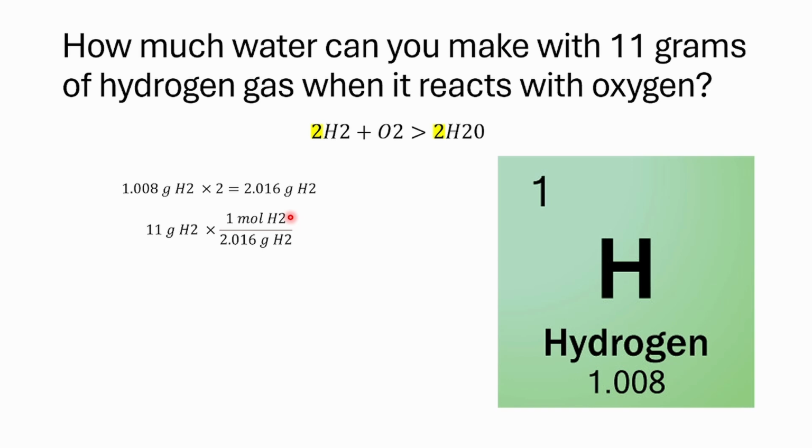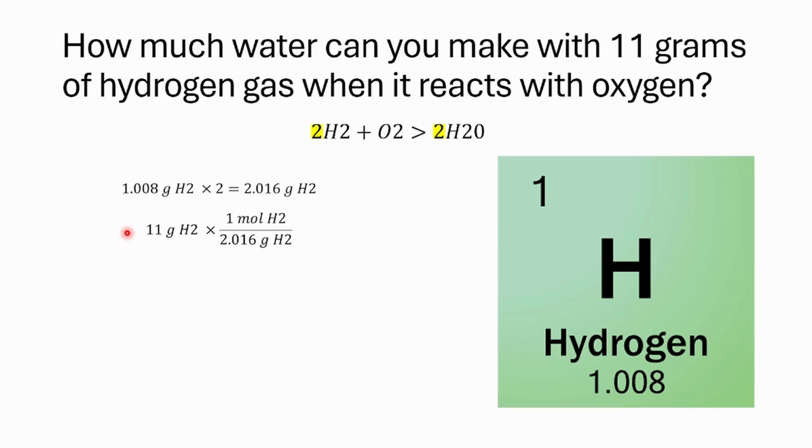A different way you could put this in your calculator is 11 over 2.016, or 11 divided by 2.016. But really, I like to keep it in this format because it's the easiest to read and least confusing.